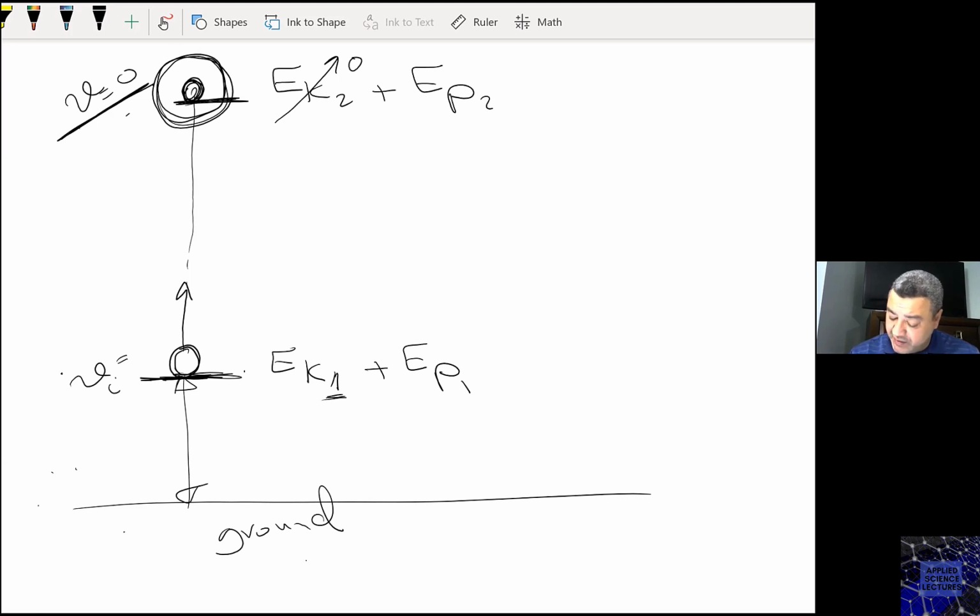So at the end, EK2 plus EP2 equals EK1 plus EP1. Then once it reaches the highest point where the kinetic energy becomes 0 and the potential energy becomes maximum, it will start to fall back again. Then the kinetic energy will start to increase and the potential energy will start to decrease till it reaches this point.